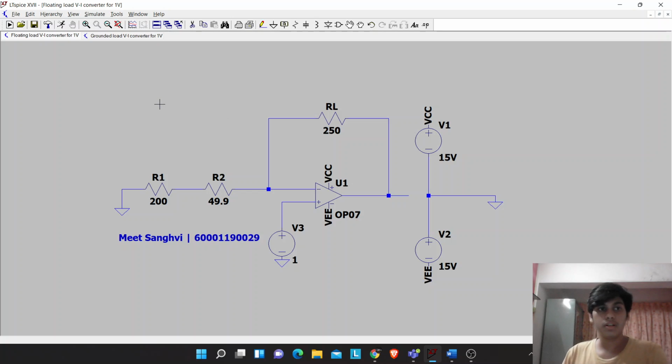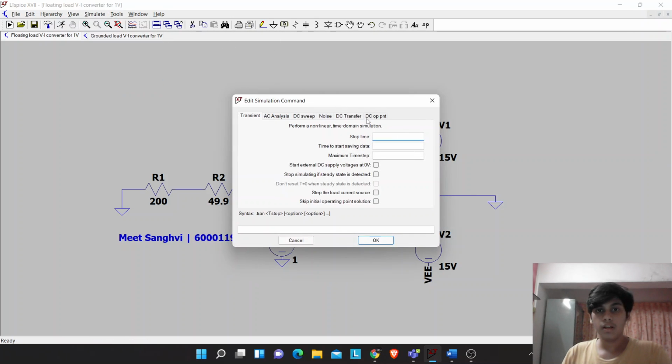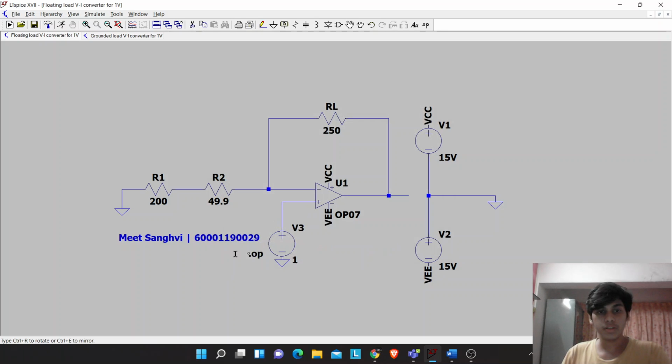Now we shall simulate for the floating load. The voltage will be 1. We'll give the edit simulation command, choose operating point and press OK. Now we'll run the circuit.